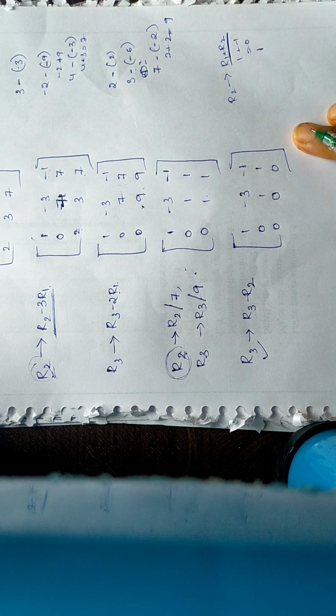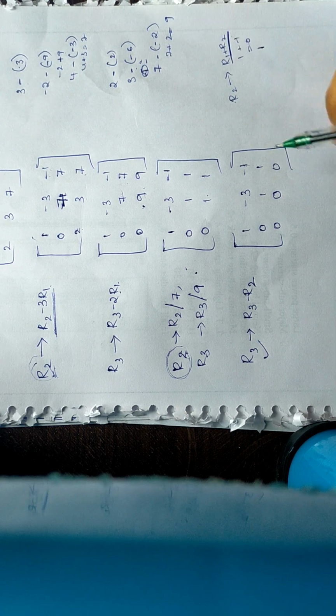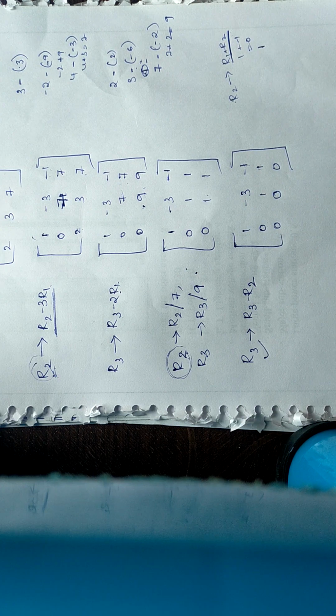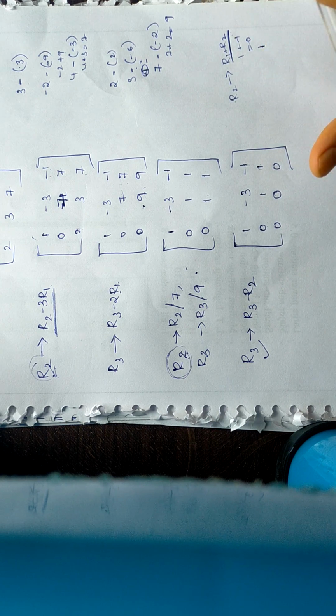Remember that. Most people will do this operation, R1 plus R2, so it will become 0, but they will not think about this 1 plus 0 being equal to 1. So remember that once you make any number 0, you have to leave that. You should not update that value with any other numbers. If you do so, you will definitely get the wrong answer.